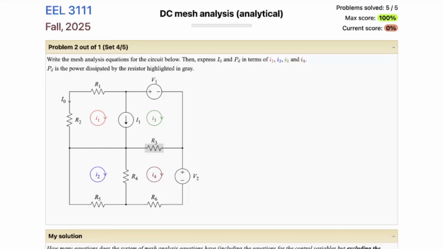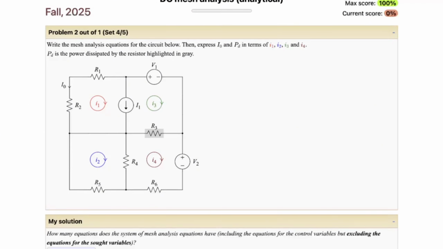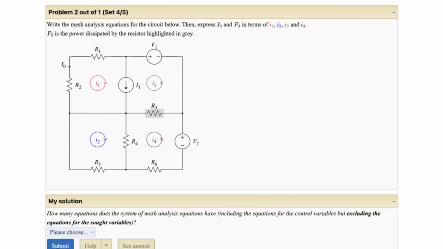Hello. This is an example of a DC mesh analysis analytical problem of level 1. So let's get started. It's asking us to use mesh analysis to express I naught and the power dissipated by the R3 resistor in terms of the mesh currents I1 through I4.